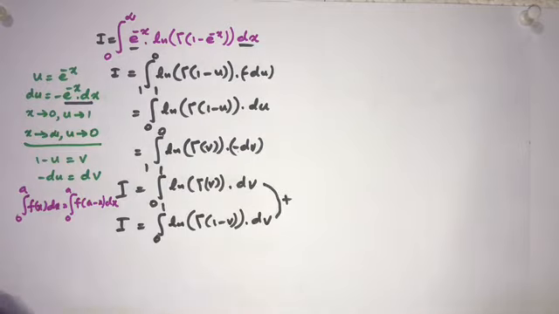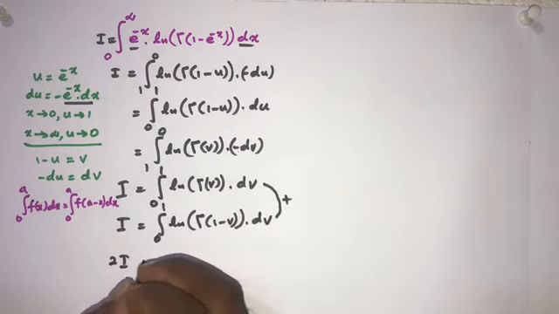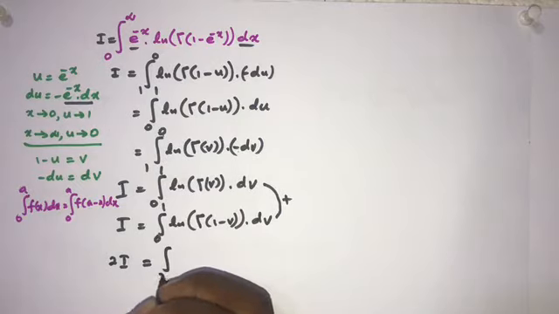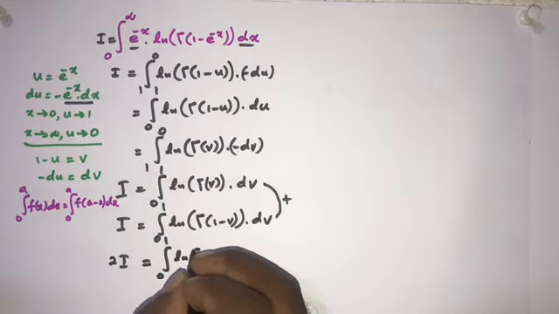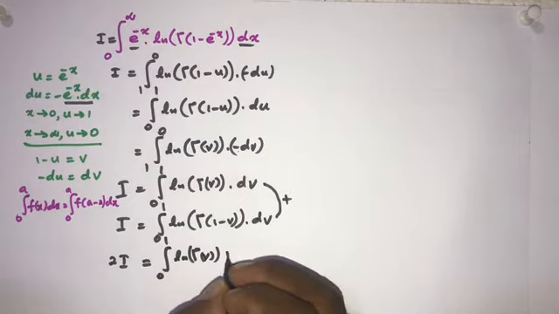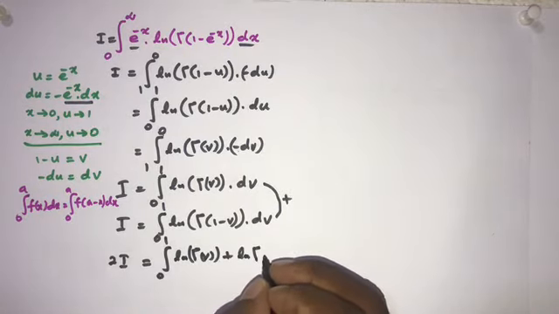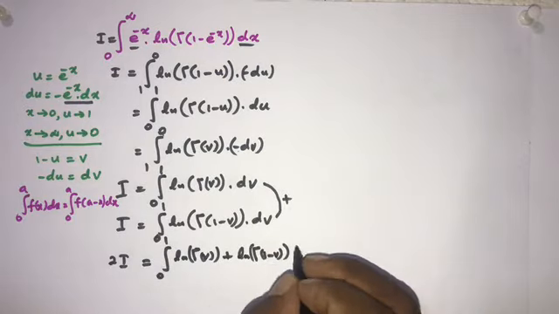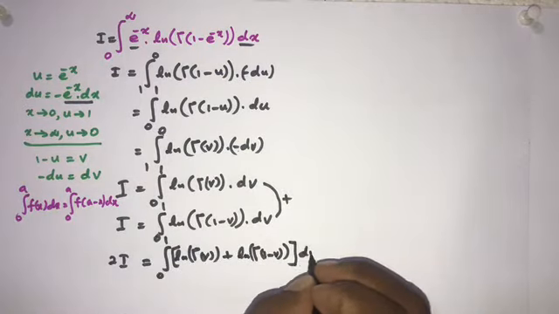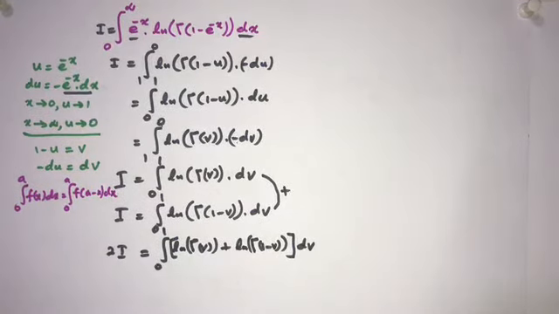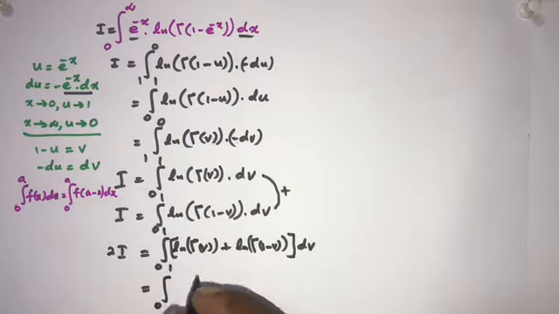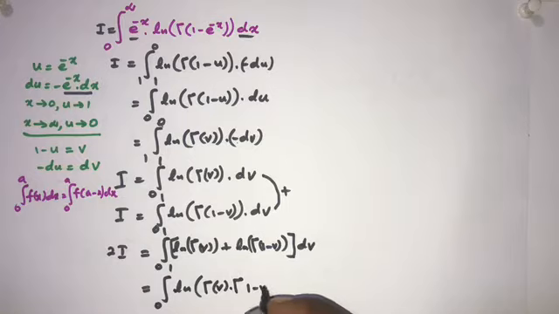Now I am going to take the sum of these two integrals. So 2 times I is equal to 0 to 1, natural log of gamma of v plus natural log of gamma of 1 minus v dv. Okay, then we know the property of natural log, so we can write this is equal to natural log of gamma of v times gamma of 1 minus v dv.